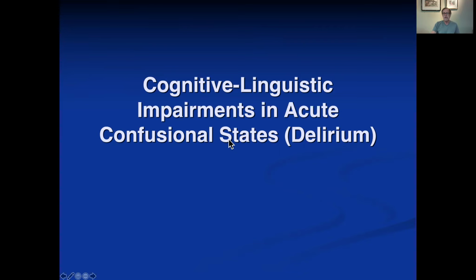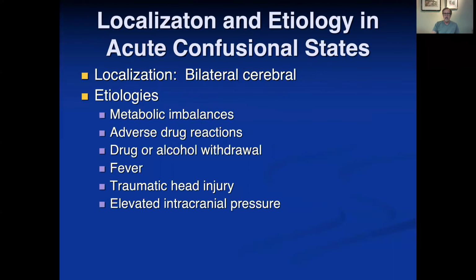Cognitive impairment, cognitive linguistic or cognitive communicative impairment in acute confusional states. Acute confusional state is also referred to as delirium. And I thought it would be a good idea for you to know about these, because if you work in an acute hospital setting where people are newly admitted for new diagnoses, you will see people who have acute confusional states. It always involves bilateral cerebral dysfunction, if not damage. Maybe not damage, because they can be completely reversible.